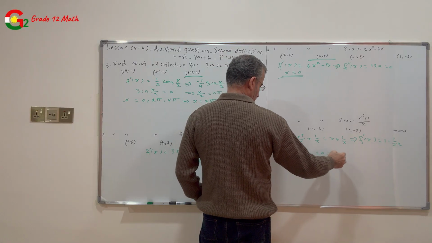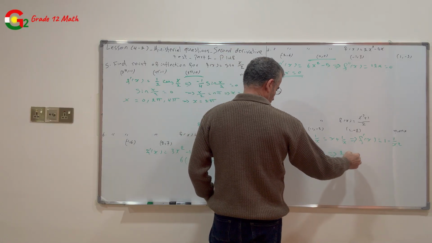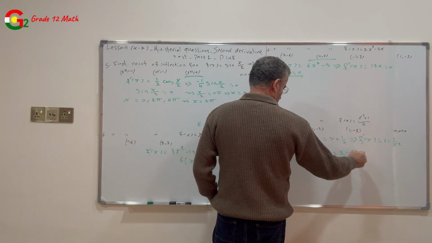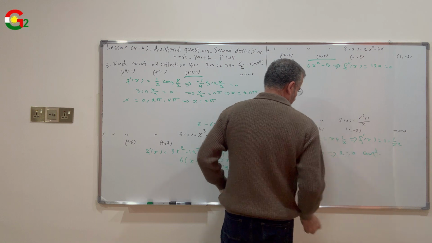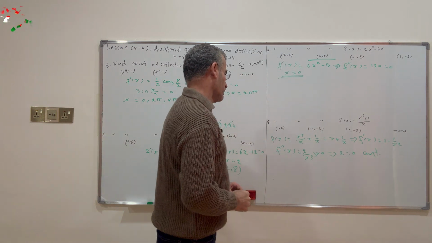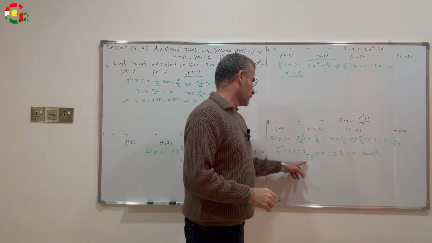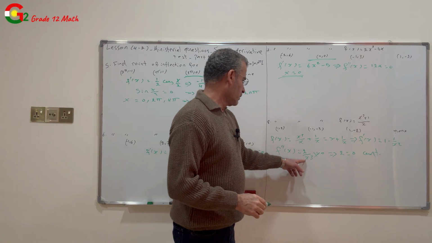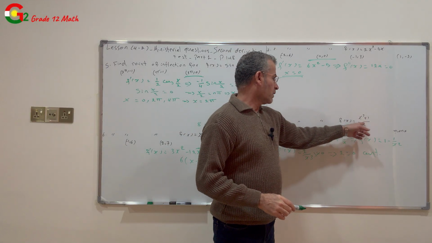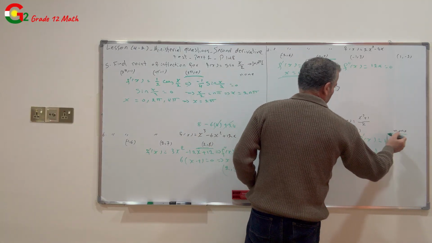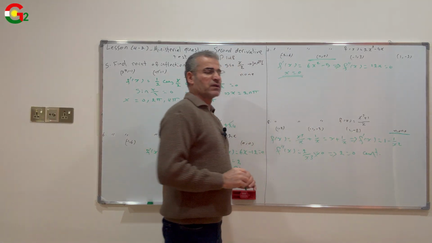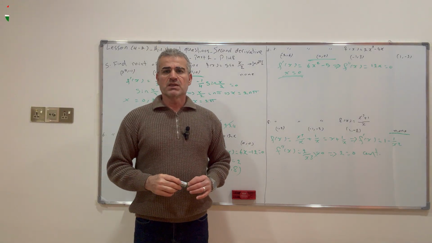Set it equal to 0. Then 2 equals 0, which is a contradiction, so there is no value that makes the second derivative 0. But the second derivative is undefined at 0, and 0 is not in the domain of the function. Then there is no inflection point for this function. The right choice is D.